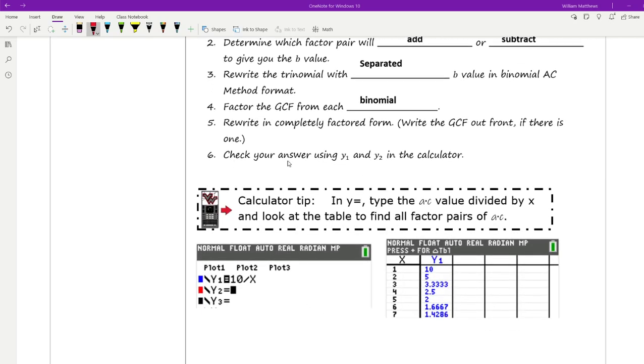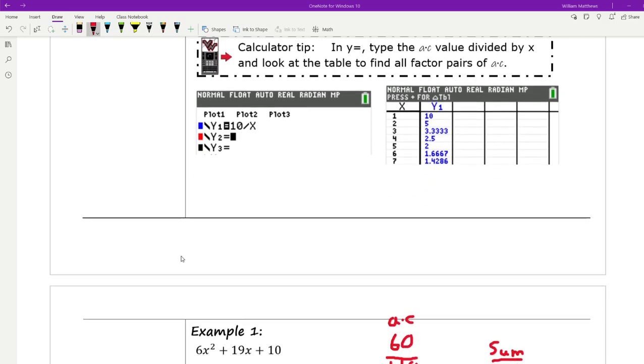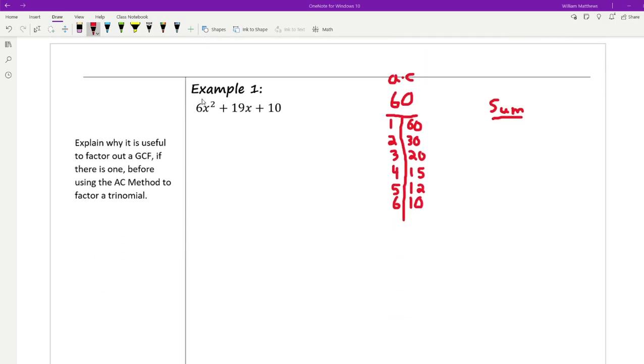Now there are some ways to check in your calculator. You can set it to y equals, y1, y2 equals. For your AC portion, you also can plug that into the calculator. But for the handwritten way, we'll do this in example 1.